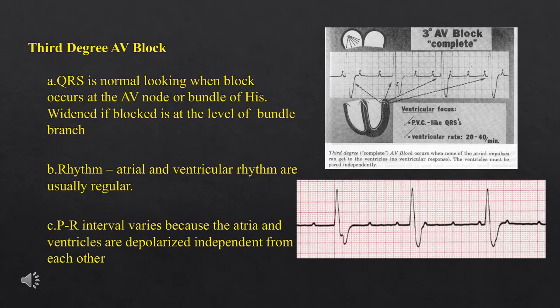In third degree AV block, the rhythms of the atria and ventricles are usually regular, but dissociated. The QRS is normal looking when the block occurs at the AV node or bundle of His, widened if the block is at the level of the bundle branch. The PR interval varies because the atria and ventricles are depolarized independently from each other.